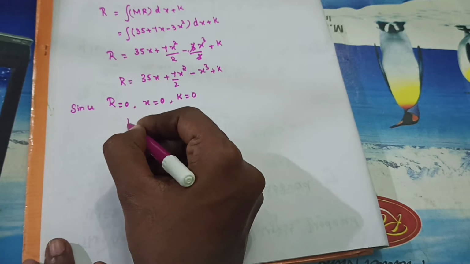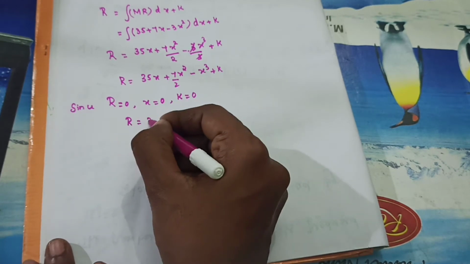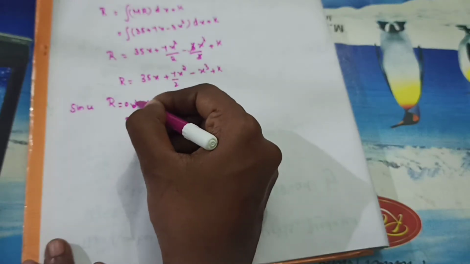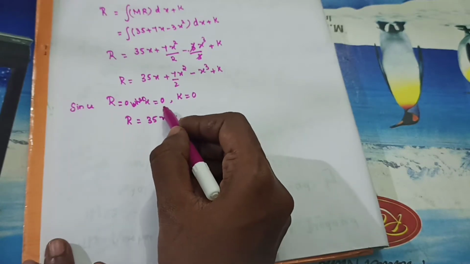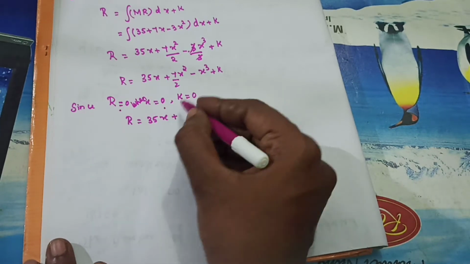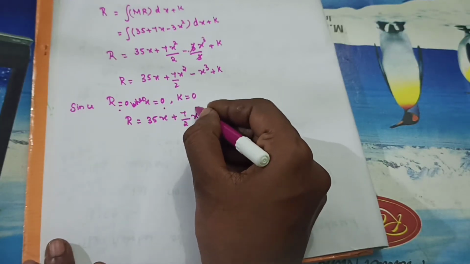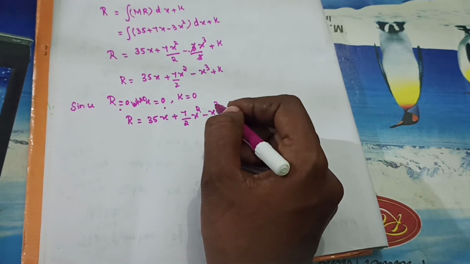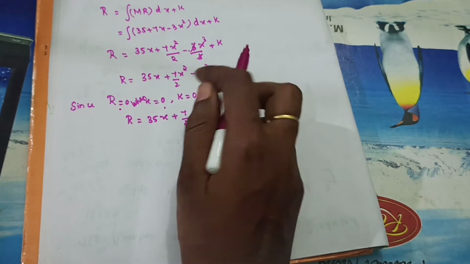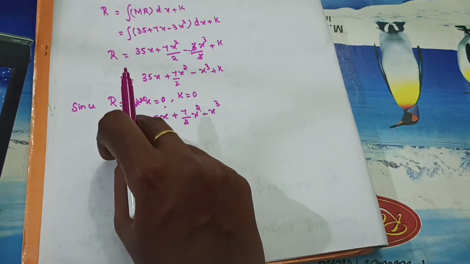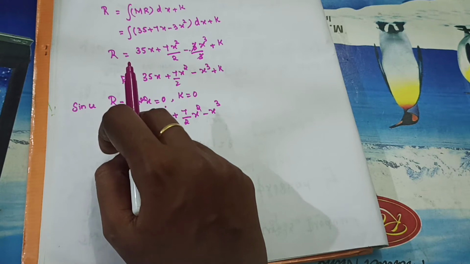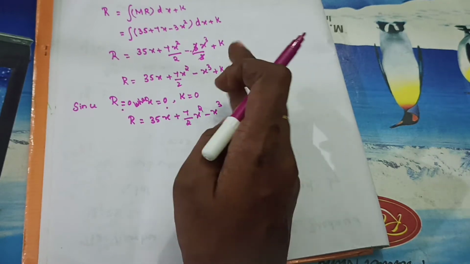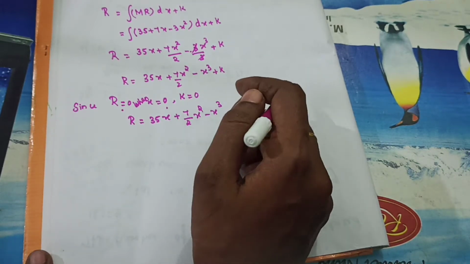So apply here, K is equal to 0. R is equal to 0 when X is equal to 0. If the X value is 0, R is equal to 0 and K is equal to 0. So R is equal to 35x plus 7 by 2 x square minus x cube. Got it? This is the value for the revenue function. Understand? You don't stop here. The reason you need to write this is that since R is 0 when X is equal to 0, K is equal to 0. So in the place of K you need to substitute 0.